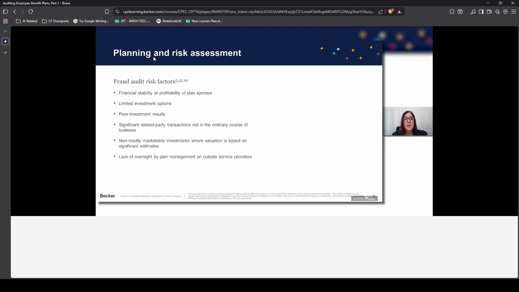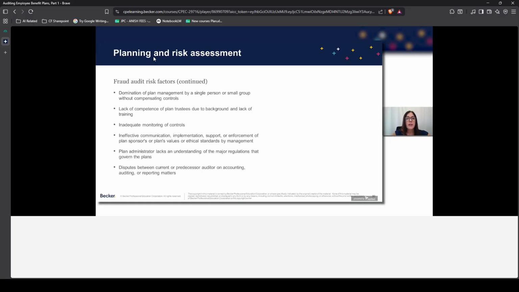The financial stability and profitability of the plan sponsor could also be a potential fraud risk factor. Significant related party transactions not in the ordinary course of business. Lack of oversight by plan management on outside service providers.